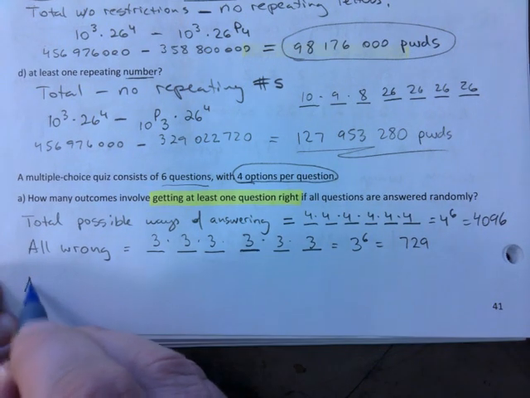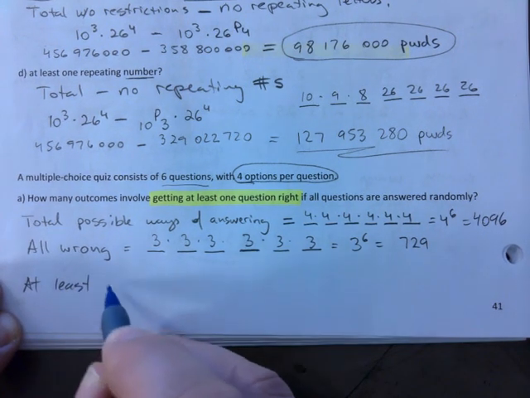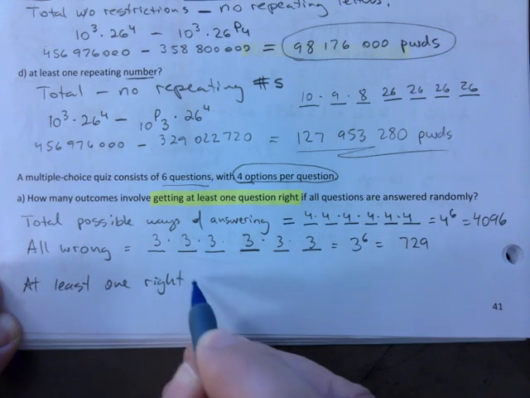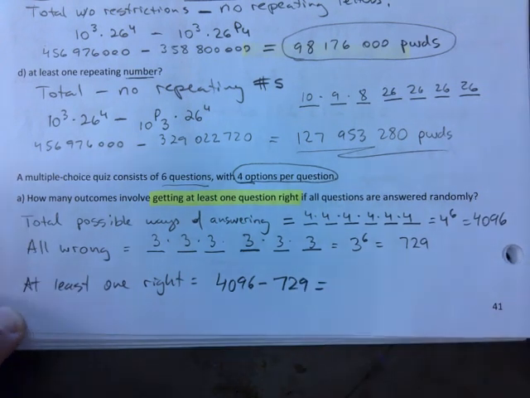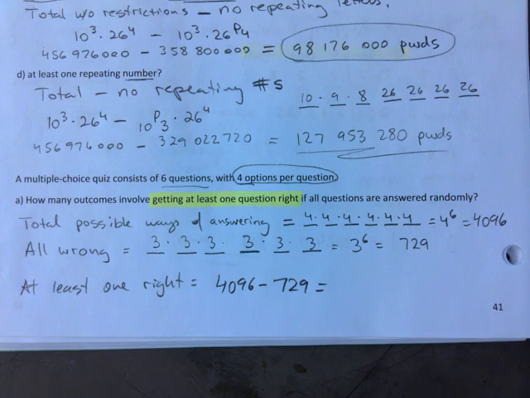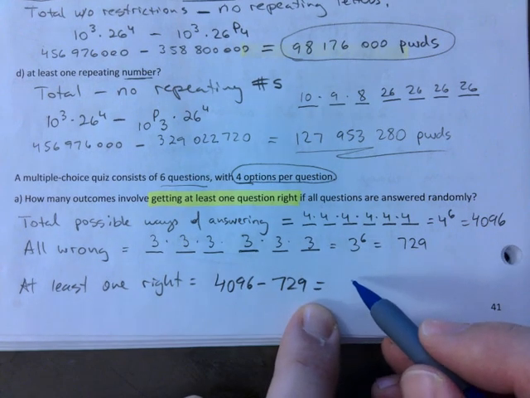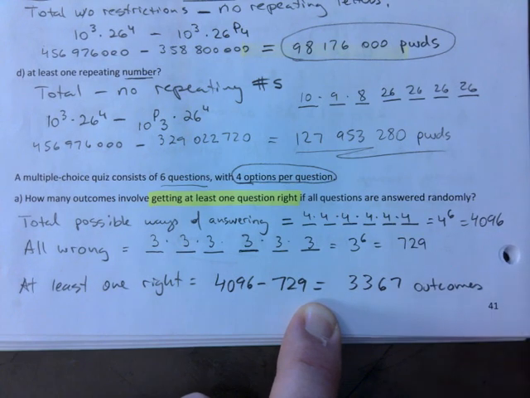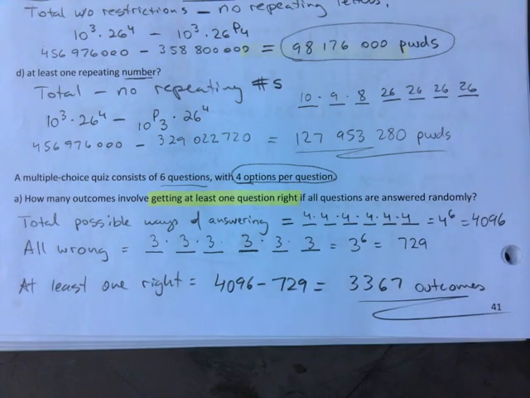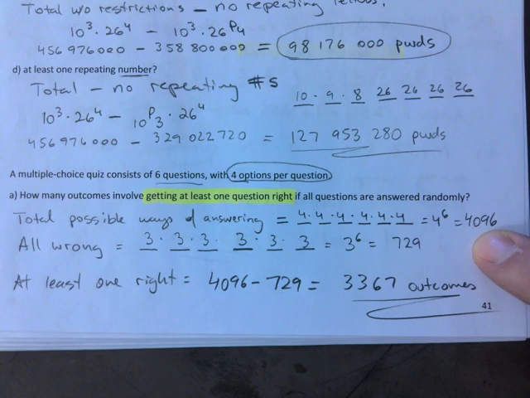Okay, so at least one right. You go 4,096 minus getting them all wrong. Get rid of the ones where you get them all wrong. Because everything else, you will have at least one of them answered right. So you have 3,367 outcomes. That means if you were to randomly guess, you'd have a 0.0002% chance of them all right. Yeah. And that's next unit. You went 1 over this, right? 1 divided by 4,000. Yeah.